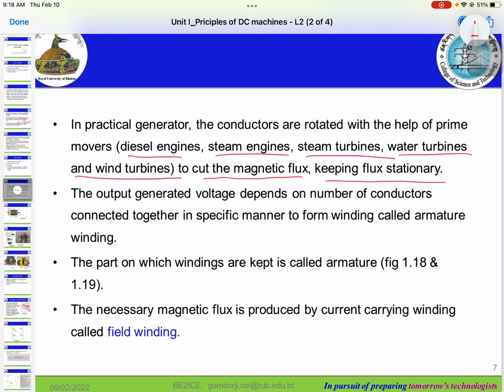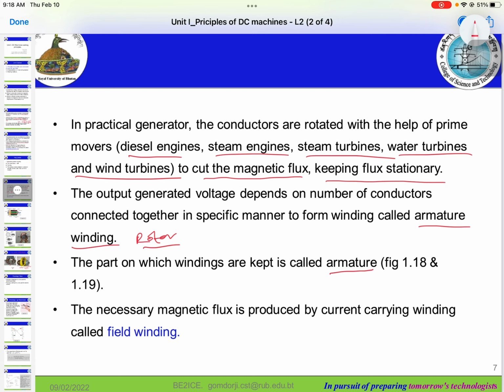The output generated voltage, or the EMF induced in the conductor, depends on the number of conductors connected together in a specific manner. We will discuss the types of winding in the next video. The conductors are connected together in a specific manner to form the winding called the armature winding. Now this armature we also call a rotor in practical applications, and the part on which the windings are kept is called the armature.